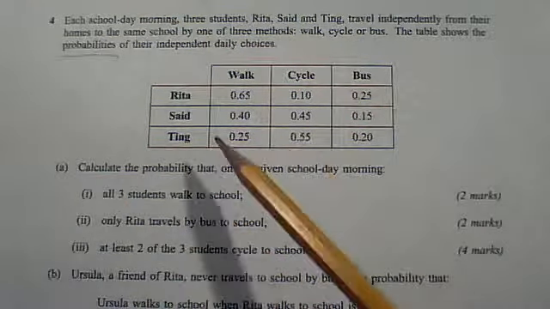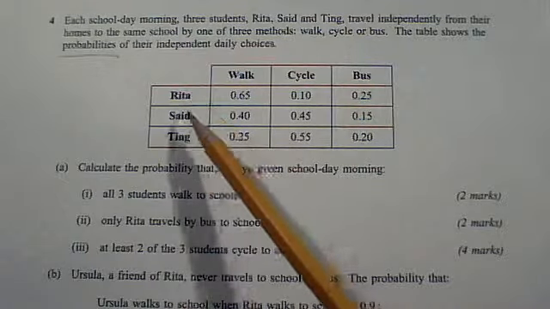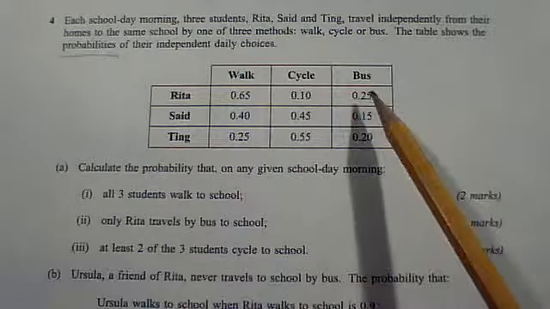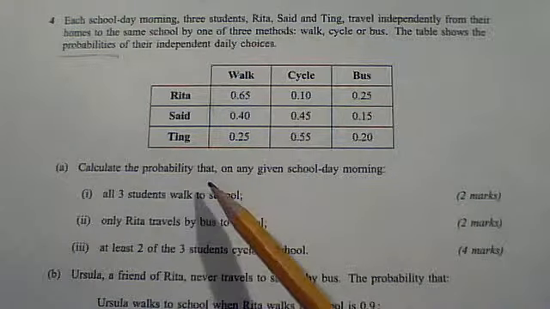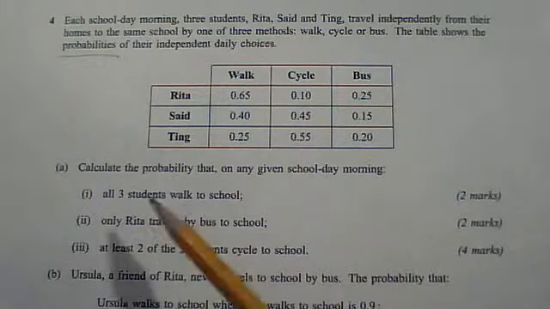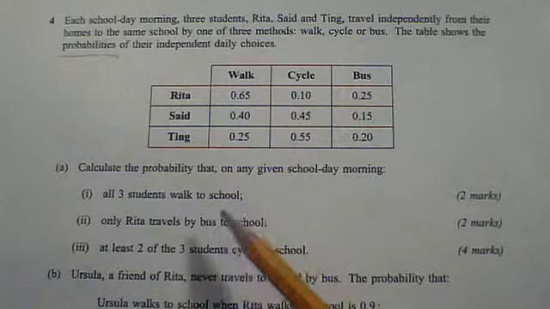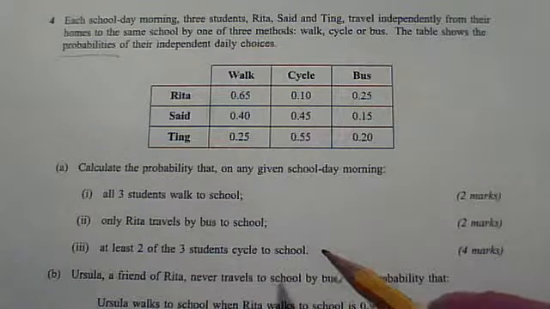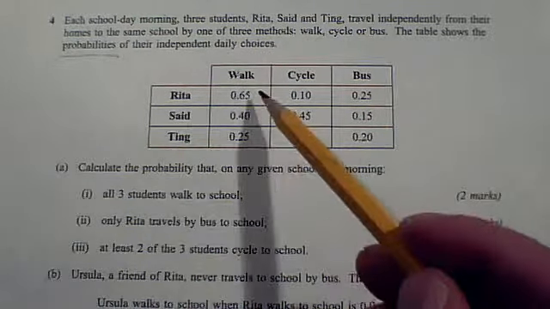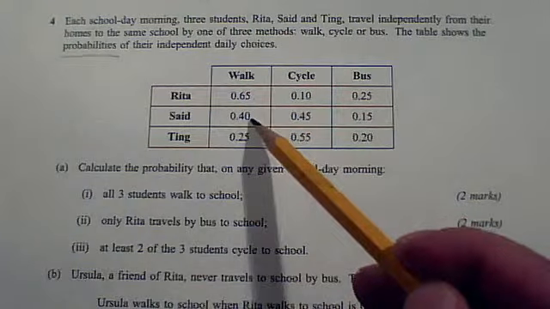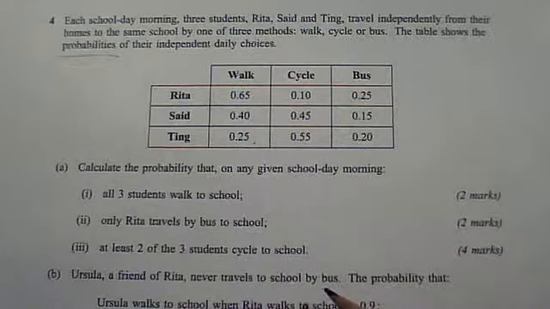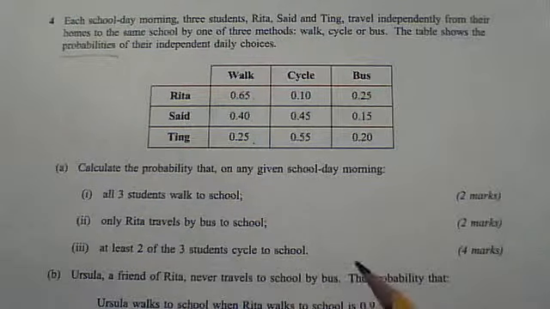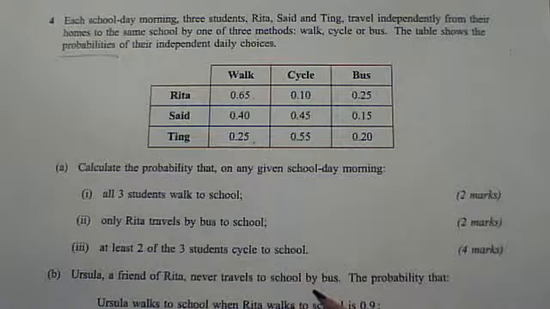We've got to understand the table, so we've got 3 people and we've got their journeys to work and the probabilities of those, and we've got to calculate the probability that on any given school day morning all of them walk to school. Well, there's only one way that can happen. Rita's got to walk, Saeed's got to walk, Ting's got to walk, so we're dealing with these probabilities. We want all of those 3 things to happen, so you combine those probabilities in a particular way.